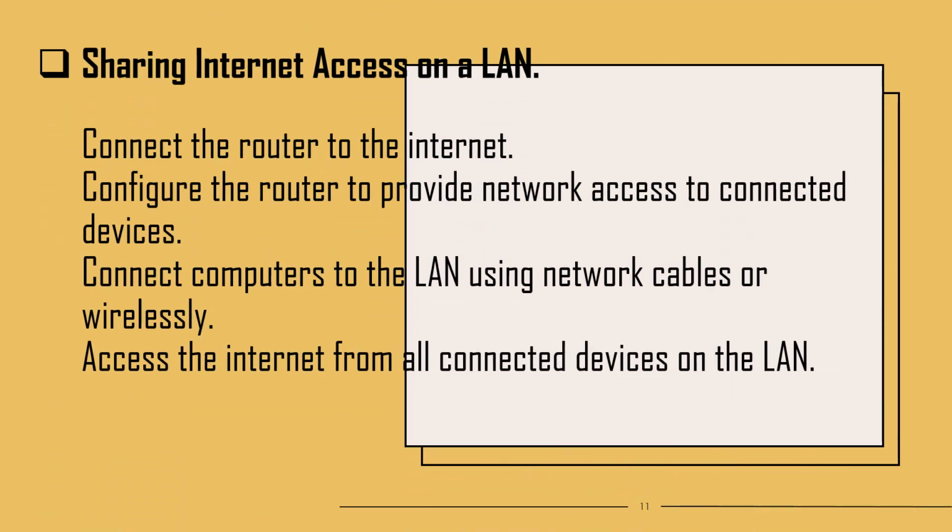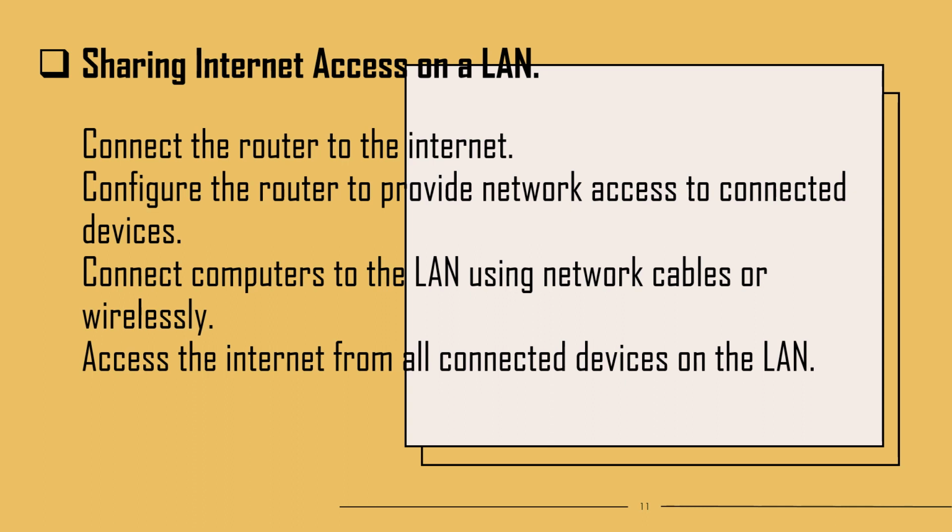And then there is sharing internet access on a LAN. This is how you're going to do it. You're going to connect the router to the internet. This internet can be offered by an ISP, which is a company that provides internet, and they're going to use the router to provide internet to the exact place a user would like internet.